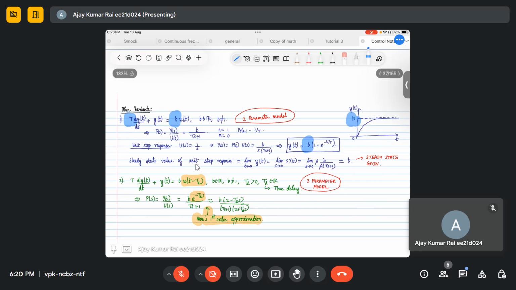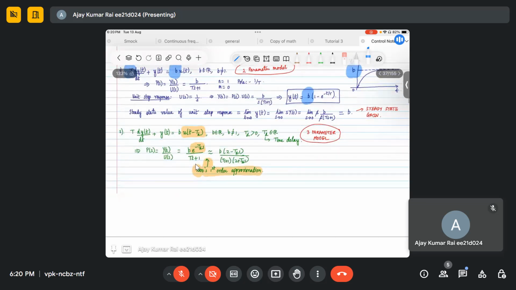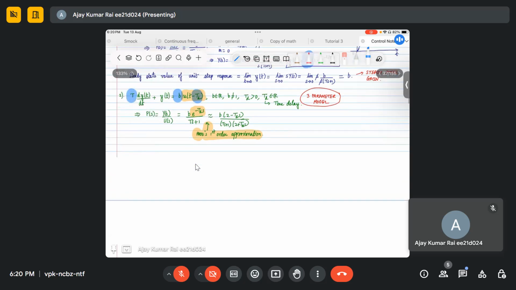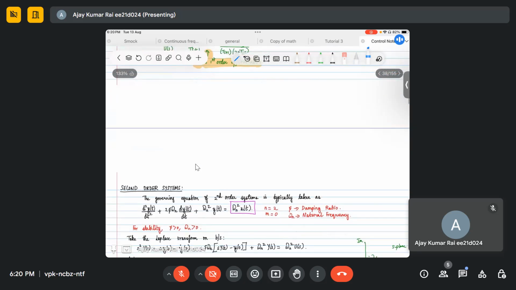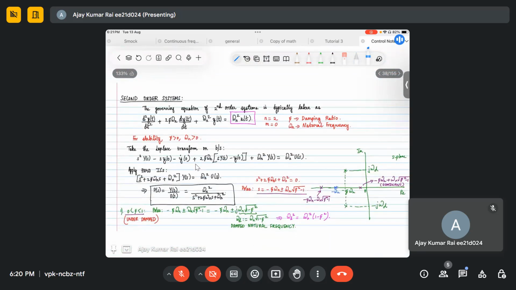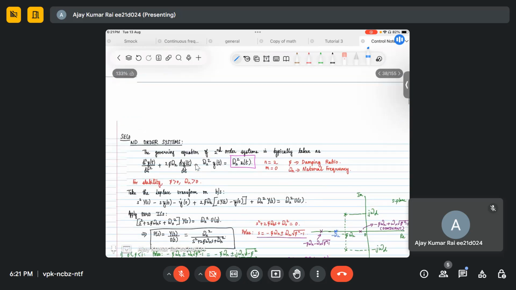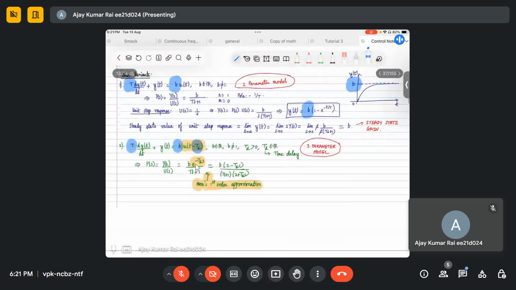If you see the output again, the output will be reaching b instead of 1. Okay, simple. Again, if we add a delay, then we'll say it's a, if you see this parameter model, and we have to use Padé's first order approximation, right? And we have just seen the introduction of second order system. So we'll be doing second order system in week 4.